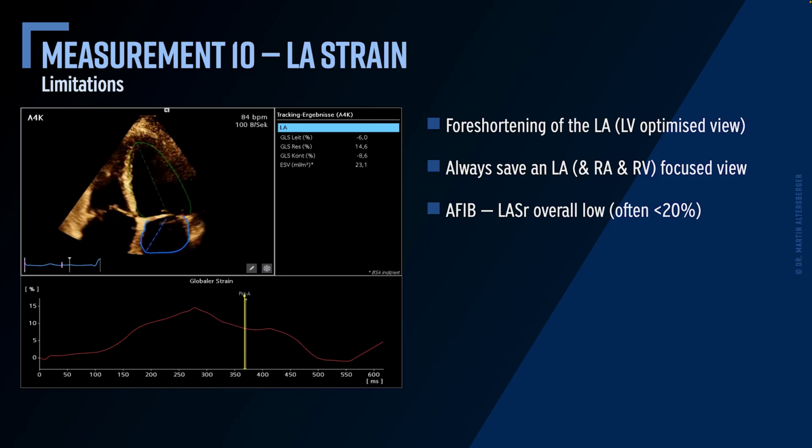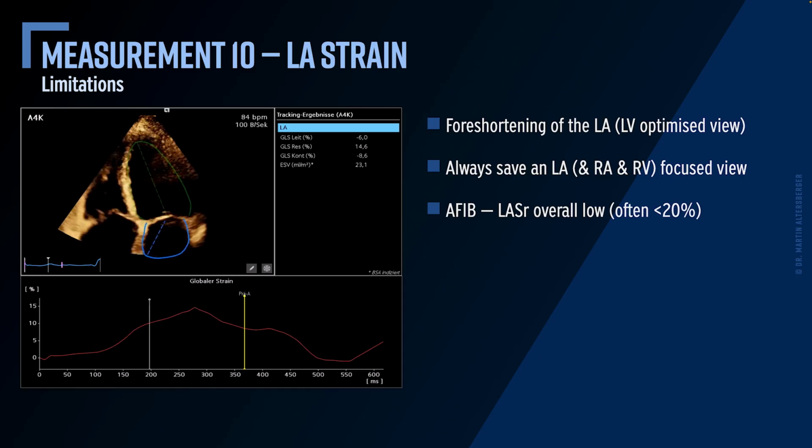There is nothing more frustrating than when you forget, for example, a two-chamber view, a left atrial focused view. I did forget that quite often, so I'm speaking from the heart and from personal experience. Take the time and just take one or two loops focusing on each and every heart chamber. So left atrium, right ventricle, and also the left ventricle, of course.